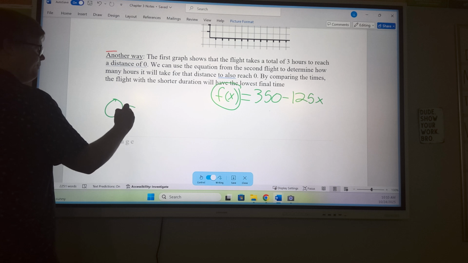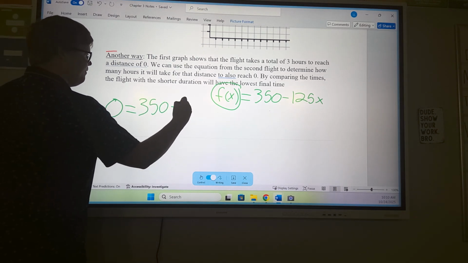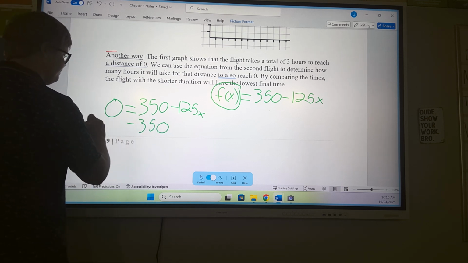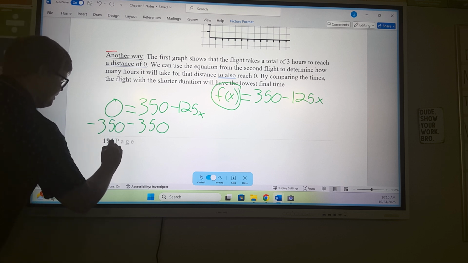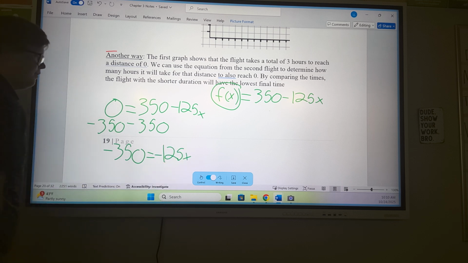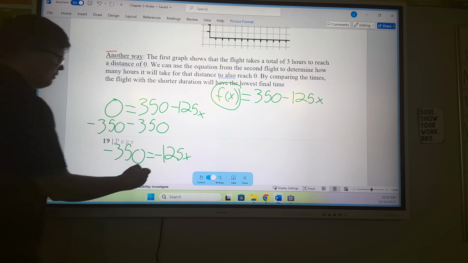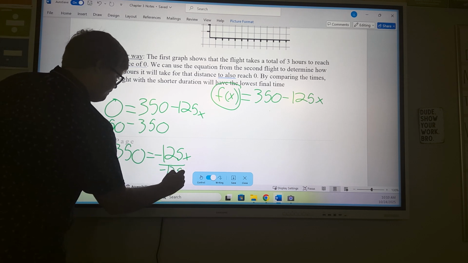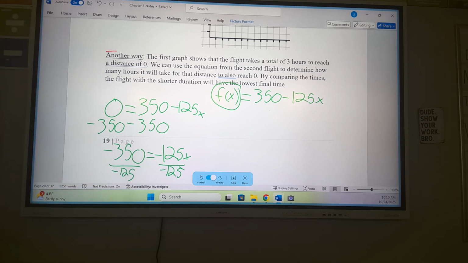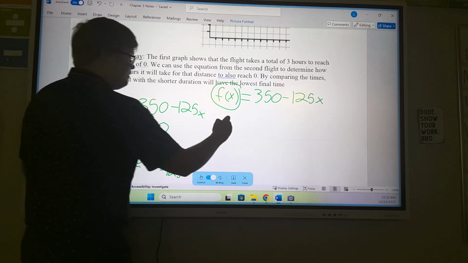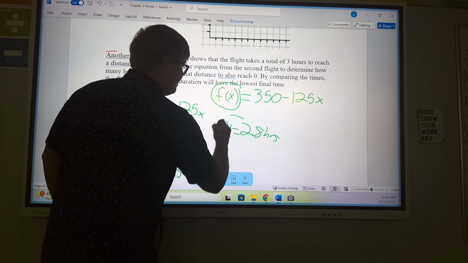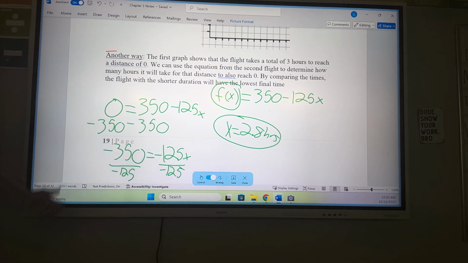So we put 0 in, got 0 equals 350 minus 125x. If we solve this, we just subtract 350. Which gives us a negative 350 equals a negative 125x. And now you guys should know, all we have to do is divide by a negative 125. And we should get our hours. So once you divide that, you're going to realize that flight 2 took 2.8 hours, which is obviously less time than 3 hours, so we were able to say that flight 2 is faster.